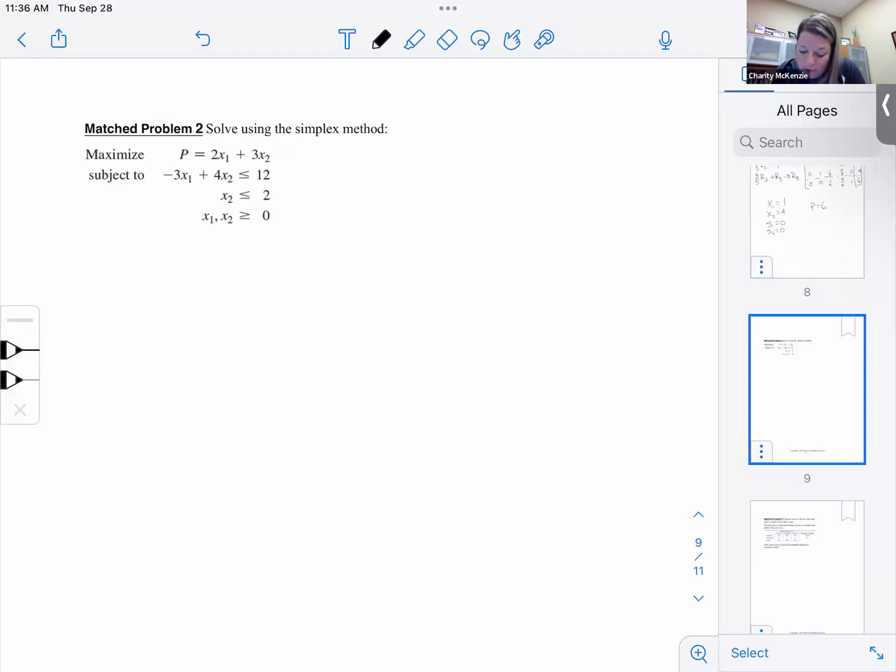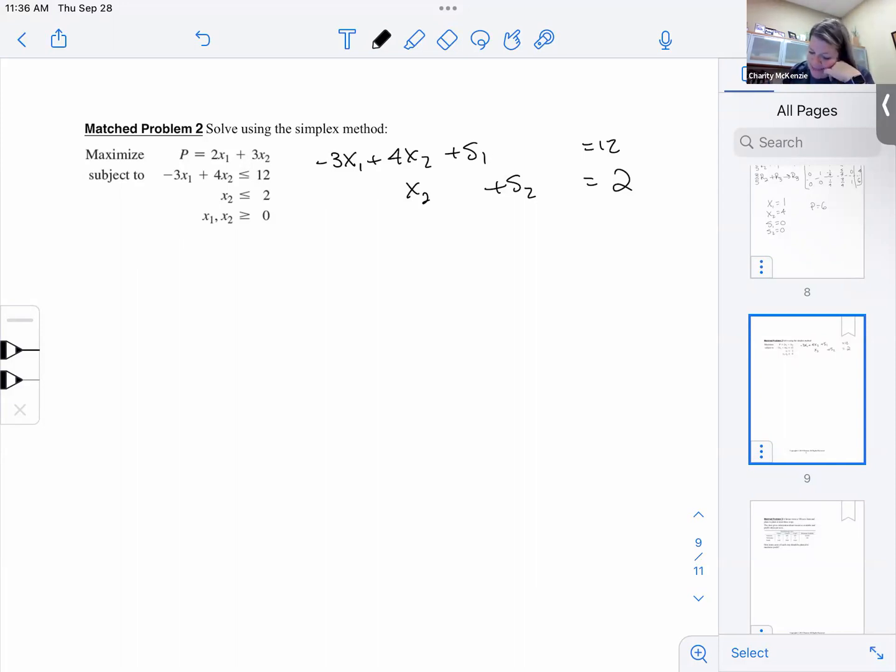Again, that becomes important. So we know that we have this negative 3x1 plus 4x2 plus s1 equals 12. Okay, and then, oh, the next one's just x2. So x2 plus s2 equals 2. Like a constraint just on that x2.